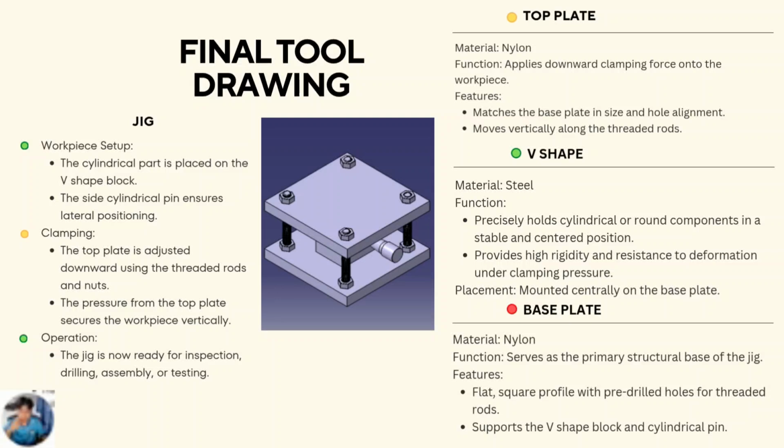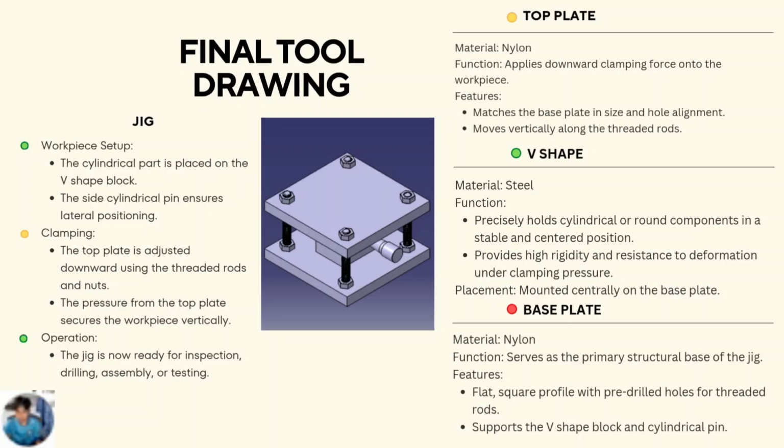For the top plate we use nylon material. The function is to apply downward clamping force onto the workpiece. The features are that it matches the base plate in size and hole alignment, and moves vertically along the threaded rods. For the V-shape block, we use mild steel.